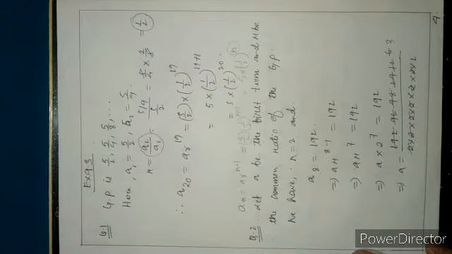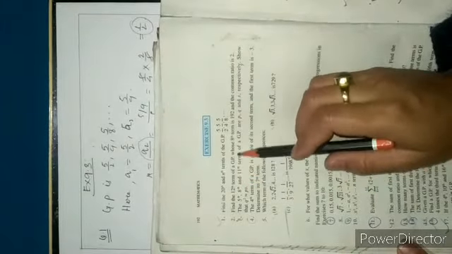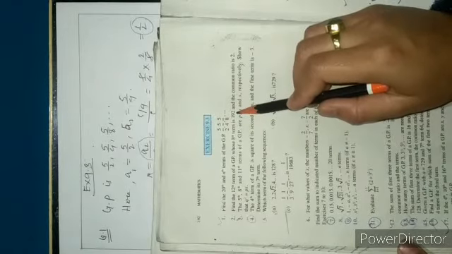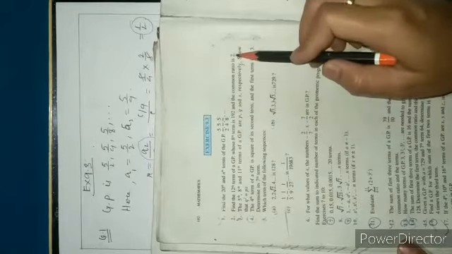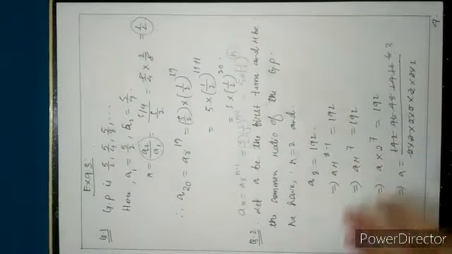Next question, question number 2. Find the 12th term of a GP whose 8th term is 192 and the common ratio is 2.